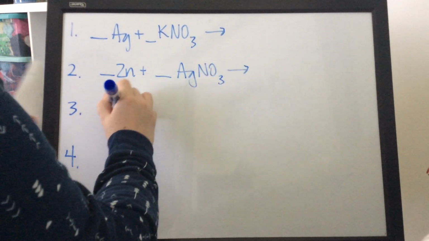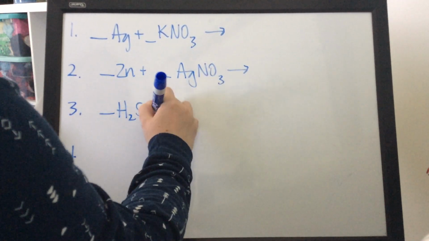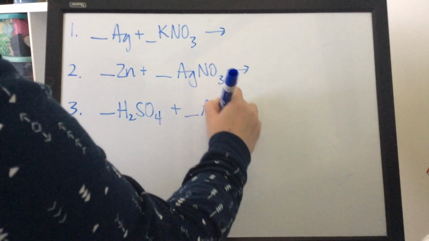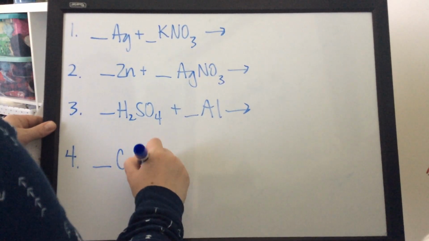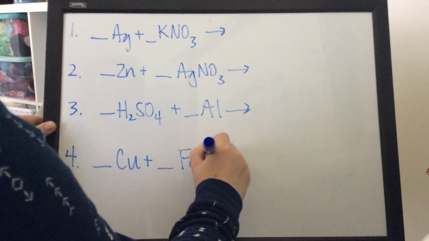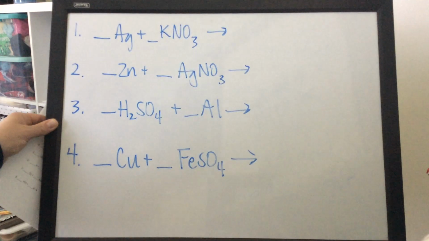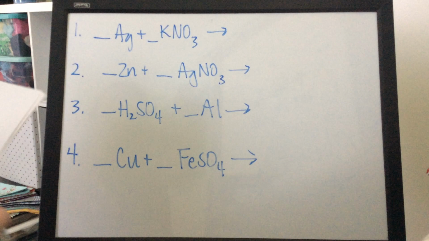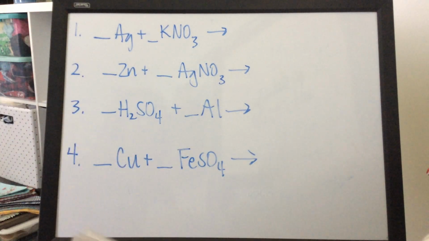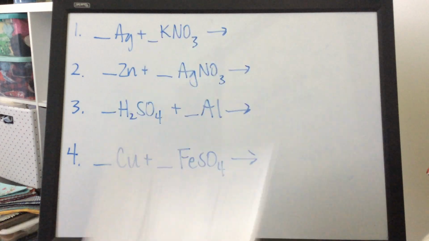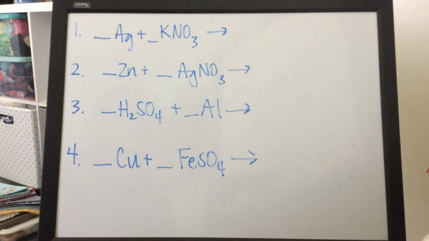At this point, you definitely have to have an activity series to do this with. We have to know if they are more reactive or not. Okay, so here we go. Again, we're going to be consulting the activity series through this process. And we're either going to be able to say, yes, it happens, and write products and balance, or we're going to have to say, NR, it doesn't happen.